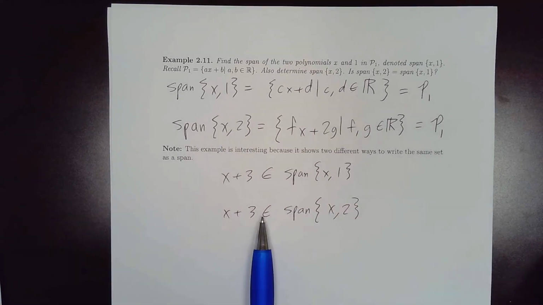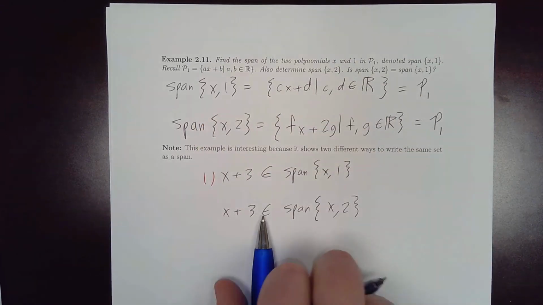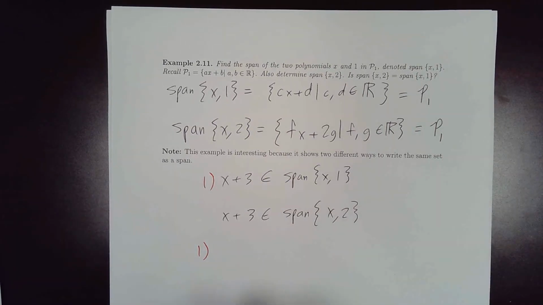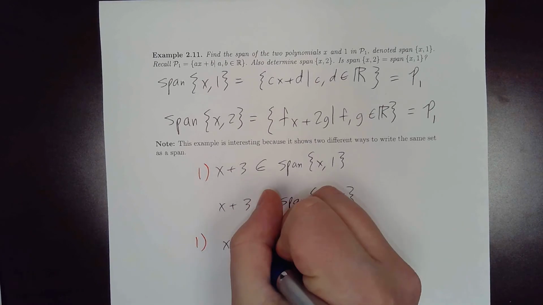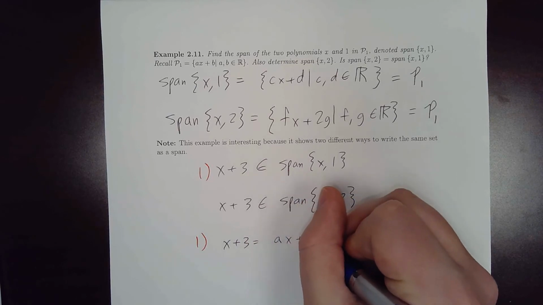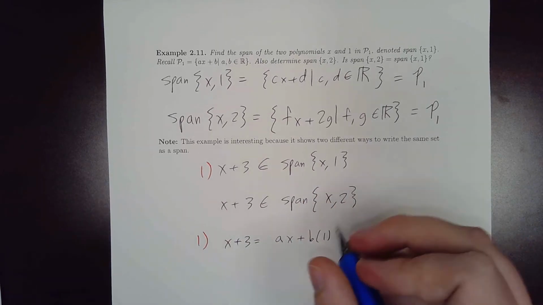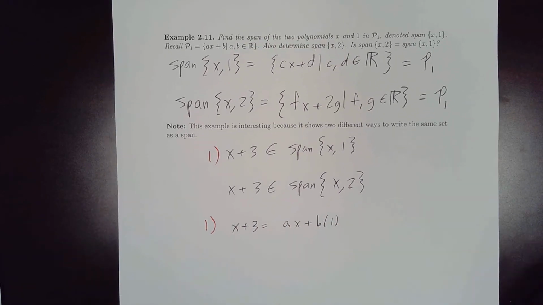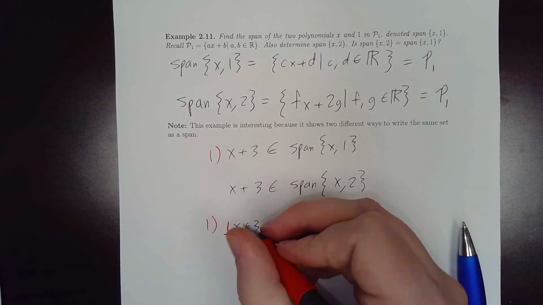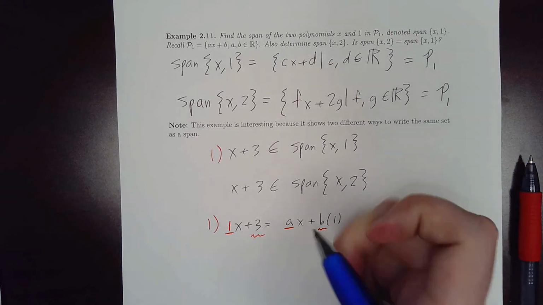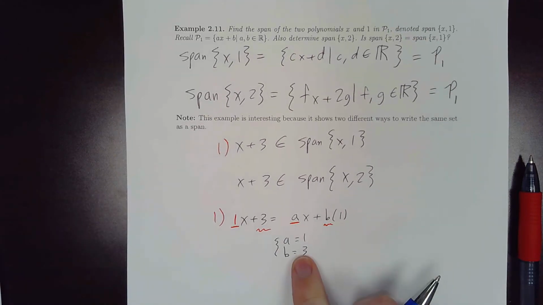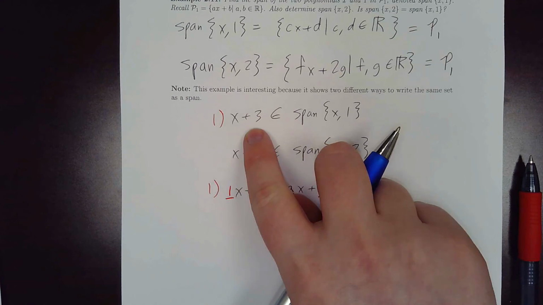So how do I know that x plus 3 is in the span of this? Well, I know that if I take x plus 3 and make it equal to some ax plus b times 1, then by looking at the coefficients, we can think of this as being a 1 here, that a equals 1 and b equals 3. So because I was able to find a solution, x plus 3 is in the span of x and 1.